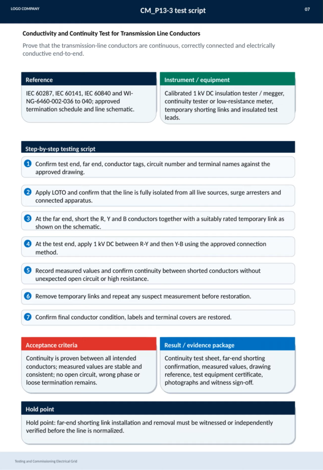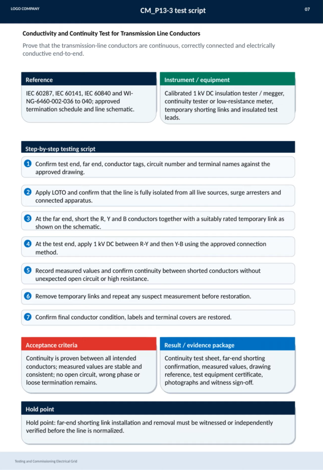The instruments we use include a calibrated 1 kV DC insulation tester, or megger, continuity tester, low resistance meter, temporary shorting links, and insulated test leads. The testing procedure involves a series of steps starting with verifying the test locations and conductor tags, then applying lockout/tagout to ensure the line is fully isolated. Next, at the far end, we short the conductors together, and at the test end, apply 1 kV DC between conductors while recording the measured values.